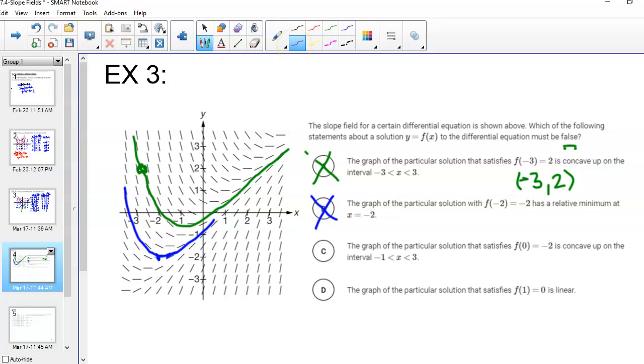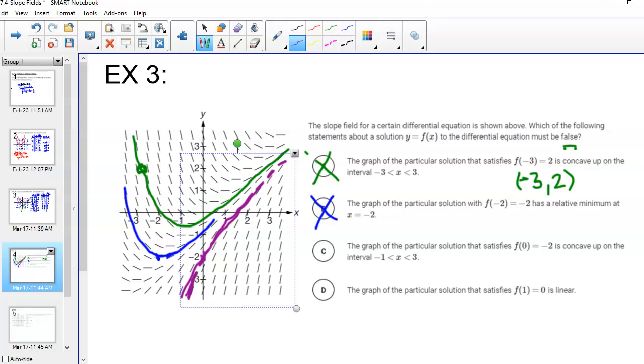For C, it says the graph of the particular solution that satisfies f of 0 equals -2 is concave up on the interval from -1 to 3. So we're looking at 0, -2. So 0, -2 falls right here on the graph. And right here, if we follow the lines of the graph, we're going to get a graph that maybe looks something like this. Sorry for the bad writing. This is hard to write on.